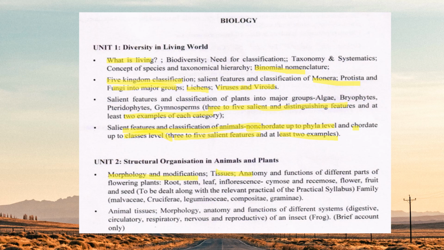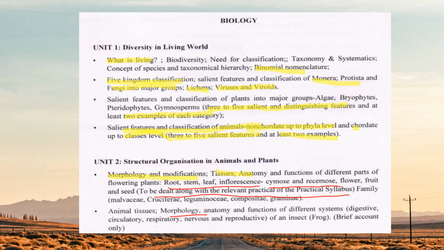We have to read about tissues, anatomy, and function of different parts of flowering plants, that is root, stem, leaf, inflorescence. And in inflorescence, they have given cymose and racemose, flower, fruit and seed, to be dealt with along with the relevant practical for the practical syllabus. Family. In family, they have given these families: Malvaceae, Cruciferae, Leguminosae, Compositae, and Gramineae. In animal tissue, we have to read about morphology, anatomy, and function of different systems, that is digestive, circulatory, respiratory, nervous, and reproductive, of an insect and frog.